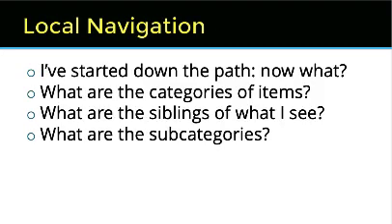Then when we talk about local navigation, that would be also called secondary structural navigation. That's the navigation that we put in place when the user has started down a certain path. Now what? Now what can they do? What are the different categories of items that they can do now that they've made that global navigation choice? What are the siblings of what they're seeing?